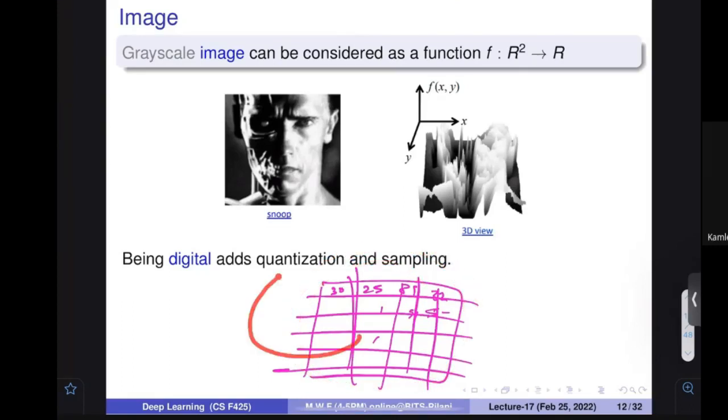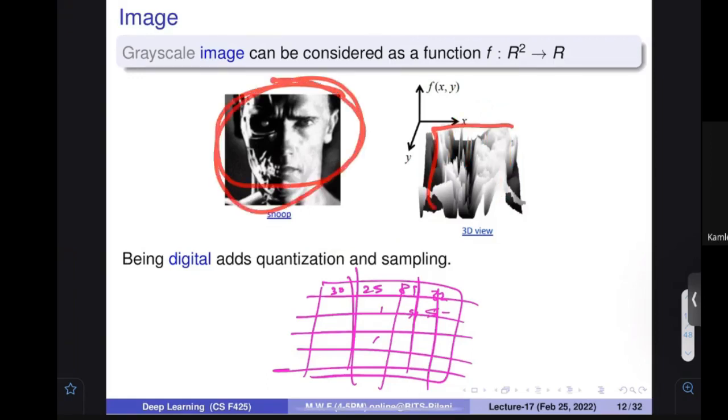If I plot them as an intensity, for example here in the 3D view, on the z-axis the intensity has been shown. So if I plot that intensity, then only you would be able to see this kind of thing.